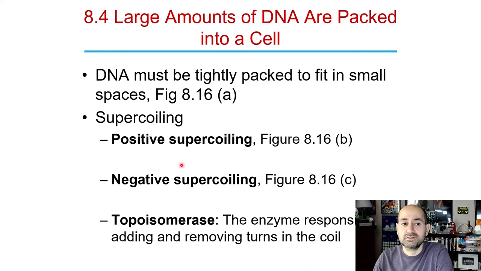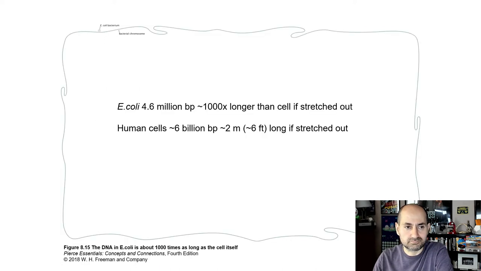And when positive or negative supercoiling takes place, it has to be corrected. There's an enzyme that corrects for that twisting, and that's called topoisomerase. Topoisomerase is the enzyme responsible for adding and removing turns in the coil of DNA to make it right.